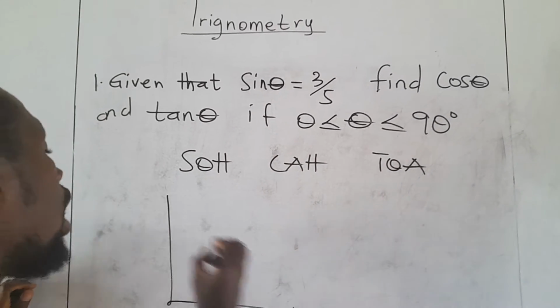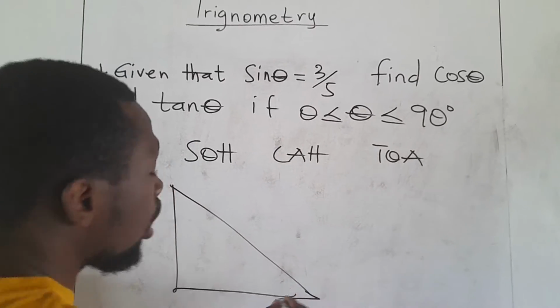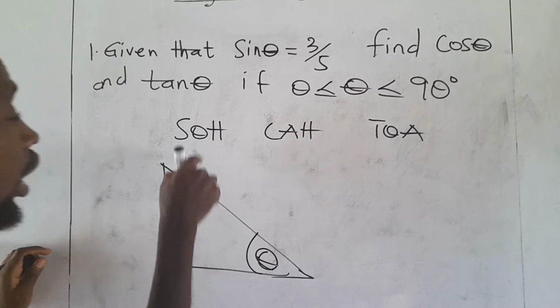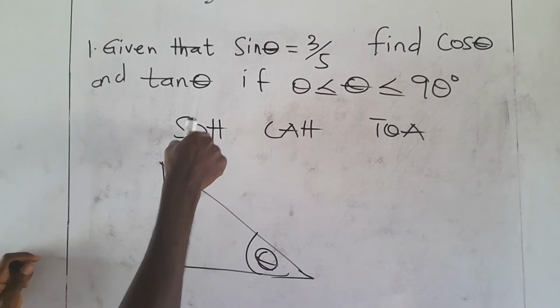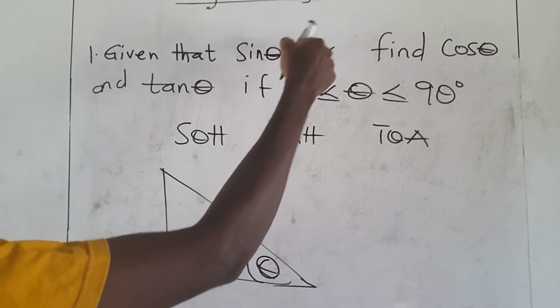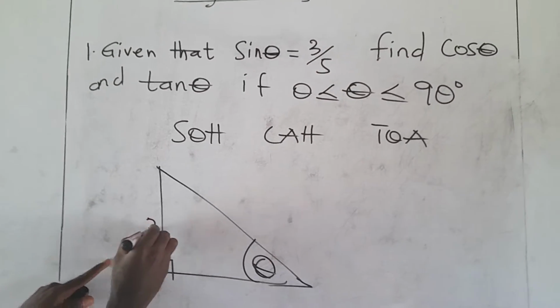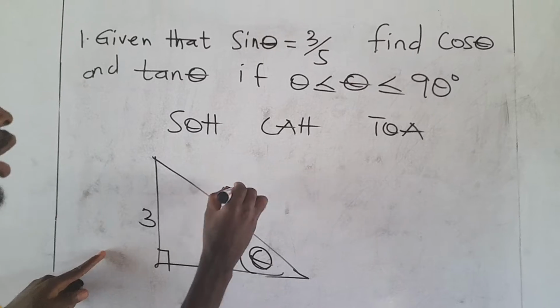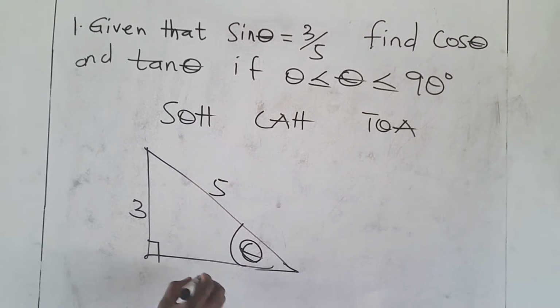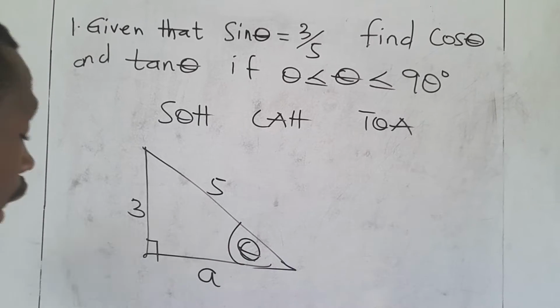So when we have our right angle triangle, and this is theta, then we can say sine is opposite over hypotenuse. If we have sine theta, then the opposite is 3 and the hypotenuse is 5. Then we need to find our adjacent. Let's say our adjacent is A.